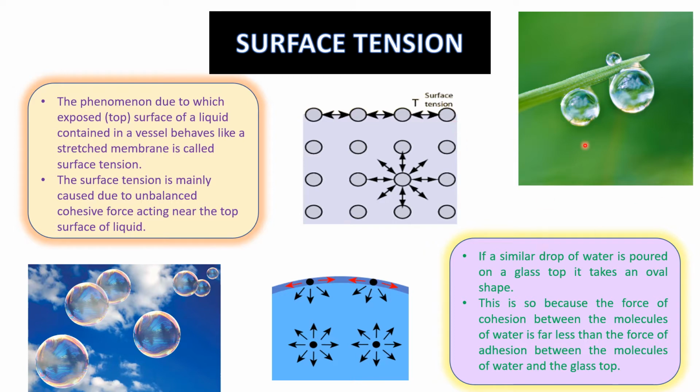If a drop of water is poured on a glass top, it takes an oval shape. This is because the force of cohesion between the molecules of water is far less than the force of adhesion between the molecules of water and the glass top.